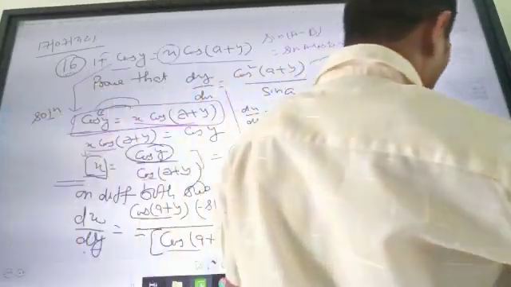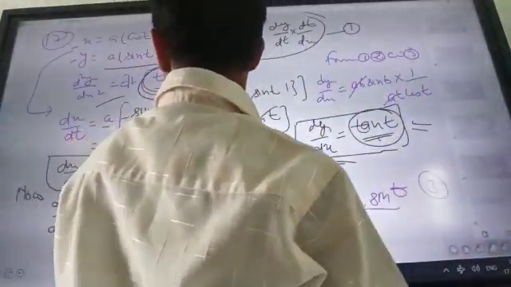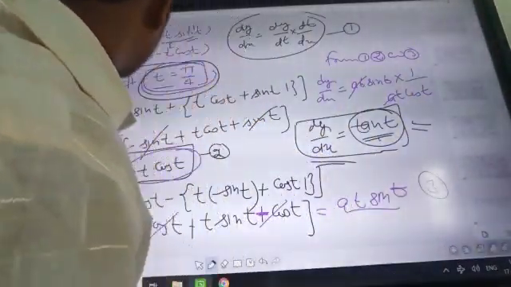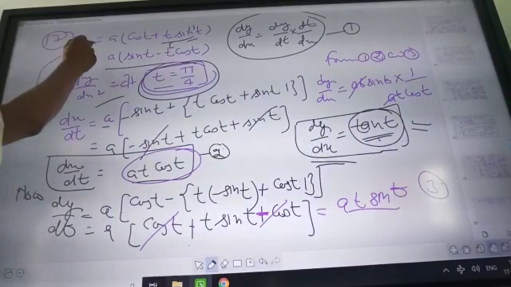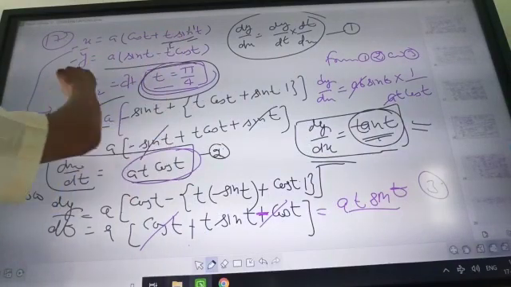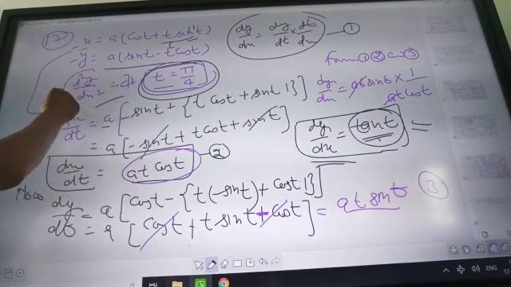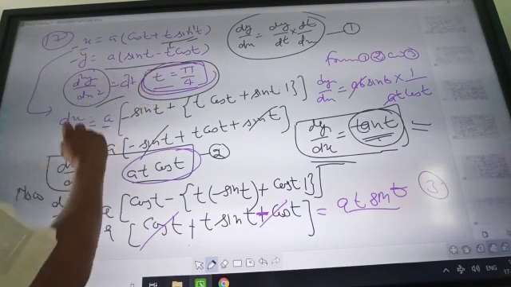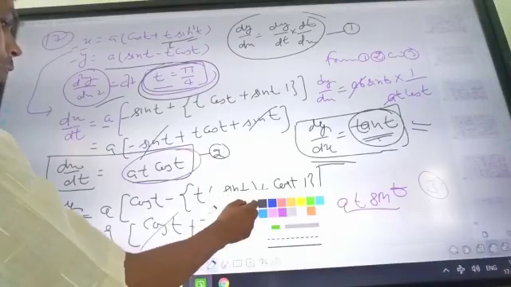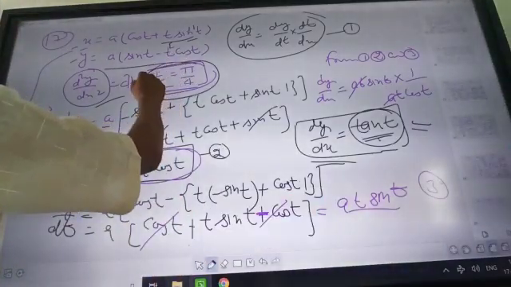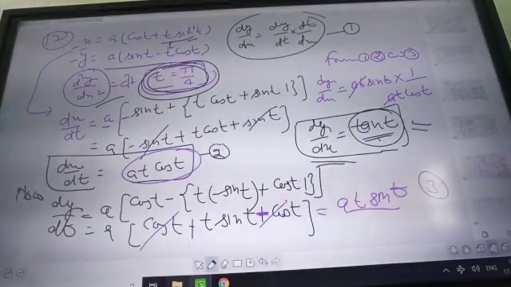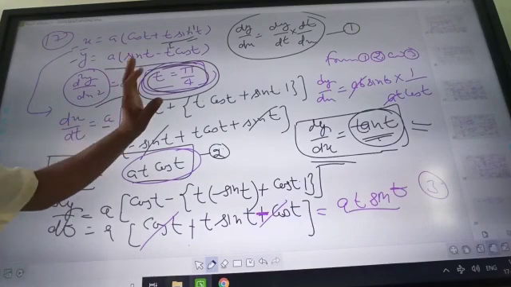Again, one more question is there, that is this part. In this part, given x equals a cos t plus t sin t, y equals a sin t minus t cos t, you have to find d2y by dx square at t equals pi by 4. Actually in your book t equals pi by 4 is not mentioned, but I have mentioned it here because many times it is asked.